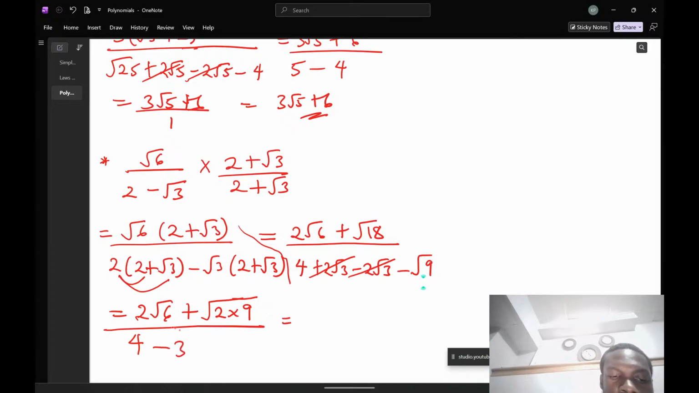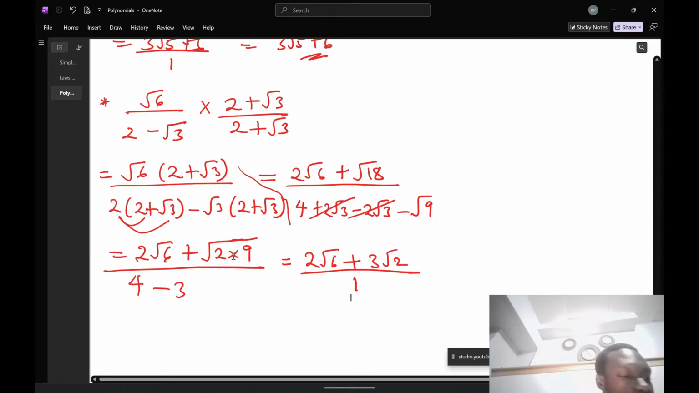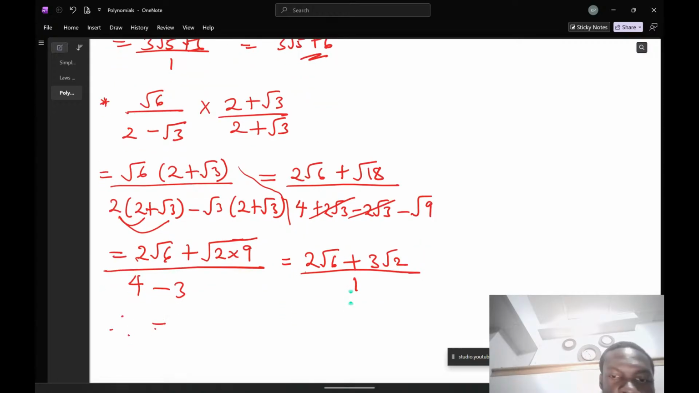Okay. So now that will be equals to 2 root 6 plus, now if we break it down, that will be 3 root 2. Sorry, my bad. So 4 minus 3 is 1. Okay. So in this case, therefore, we say that the answer is equals to 2 root 6 plus 3 root 2. Okay, so that's the answer for this question.